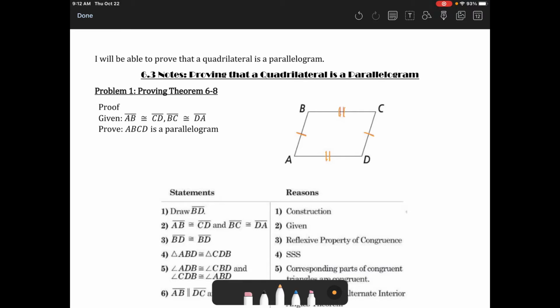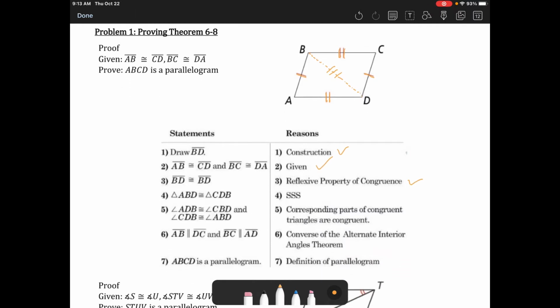So when you're trying to prove that the quadrilateral is a parallelogram, we also need to look at the diagonals. So we will draw in diagonal BD. Okay, and that's a construction, and then we have the given information. So we also know that BD is congruent to BD, and that is the reflexive property. When it's congruent to itself, it's the reflexive property.